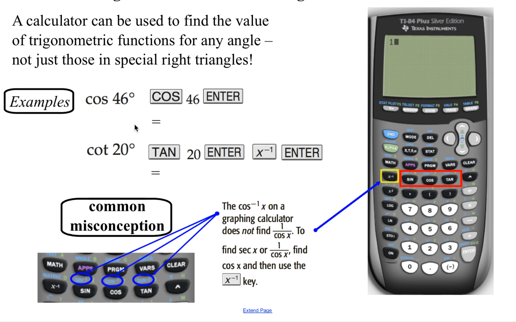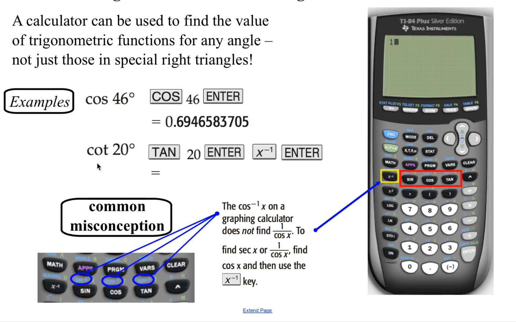And then we're also going to be finding values. So if we wanted to find, for example, the cosine of 46 degrees, you're going to hit cosine and then 46 and then enter, and it's going to pop out just a value of some big long decimal number. And normally we'll probably go to 4 decimal places. But I'll try to remember in our assignments to tell you how many decimal places to round to.